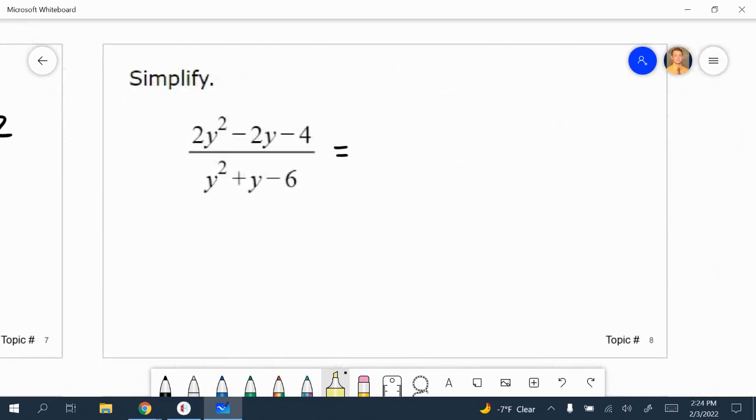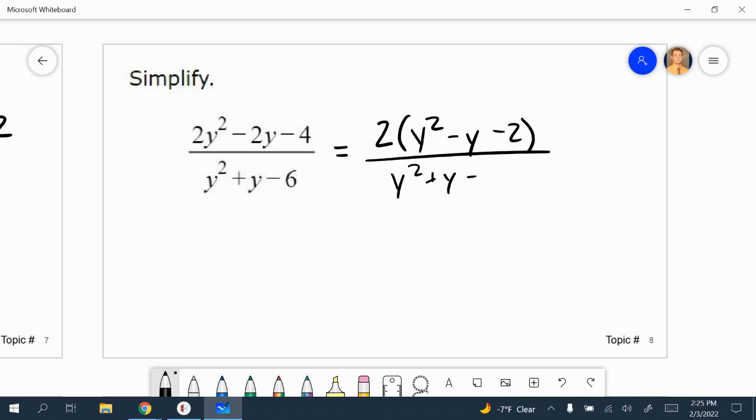Topic number 8. So I'm going to factor again, but I see on the top there I can pull a 2 out first, so I'm going to do that. So if I pull out a 2, that'll leave me with y squared minus y minus 2 if I pull the 2 out. And that would be over, what's already down there, that y squared plus y minus 6. Now I'm going to factor both the top and the bottom, those pieces right there.